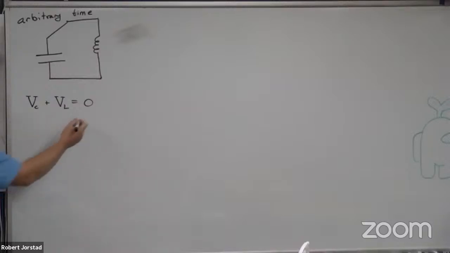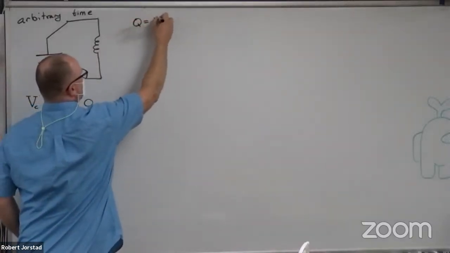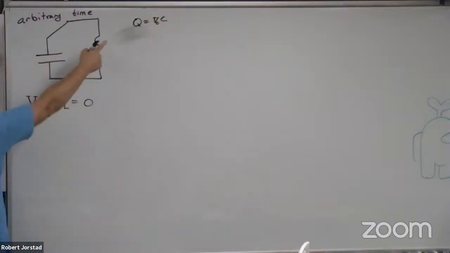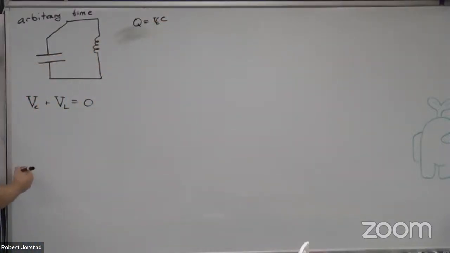Oh, VC. So you said Q equals VC. So wait, solve for VC. Oh, Q over C. So this is Q over C. That's all I wanted to point out. Are you okay with that?